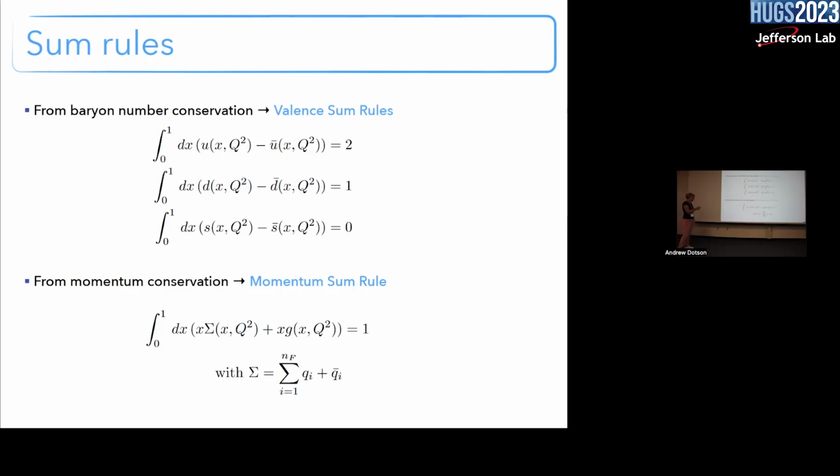And then from the momentum conservation of the proton, we know that the sum of the fractions of momentum carried by all the quarks, anti-quarks, and the gluon has to be equal to 1, okay? So these are 4 theoretical constraints that we have on the PDFs. So we can have any function in principle that obeys these theoretical constraints.